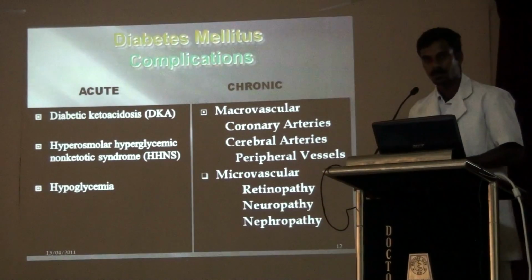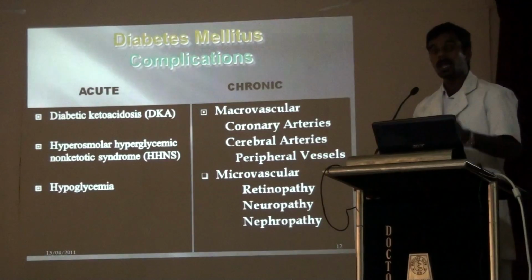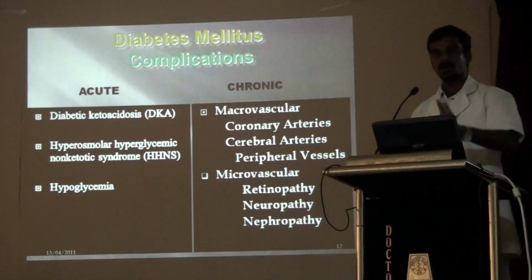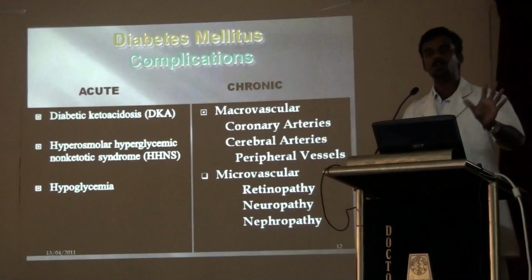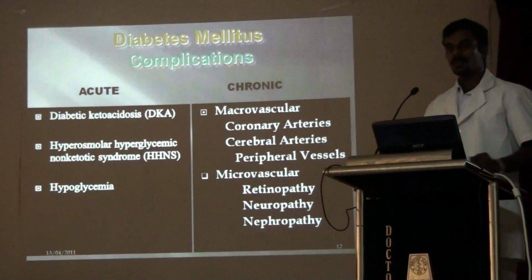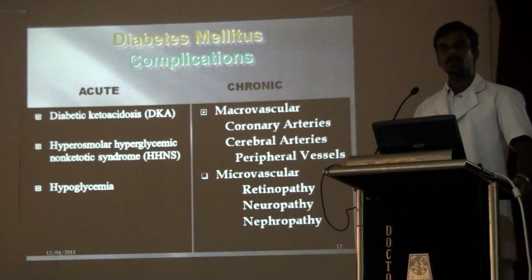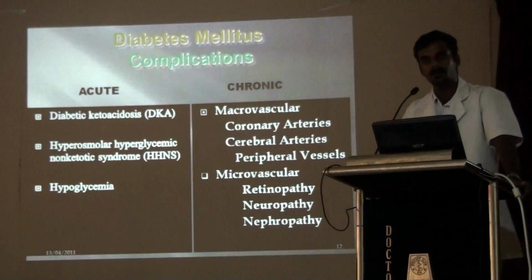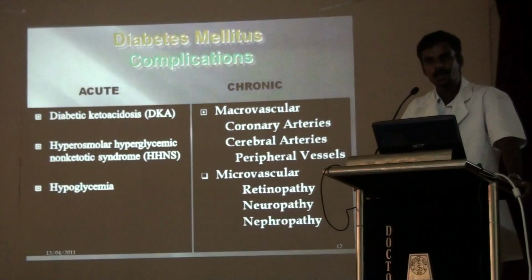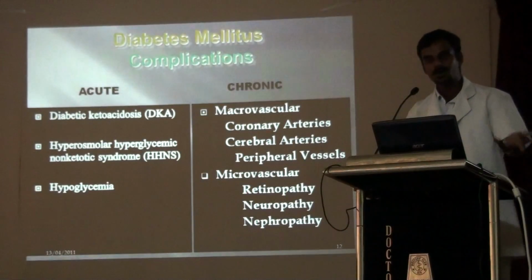Then hyperglycemic, increased sugar. The non-ketotic, that's the point. There will not be any ketone production. In non-ketotic, there will not be ketone production. So there is no ketone in blood and urine.